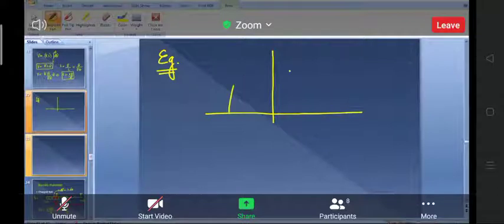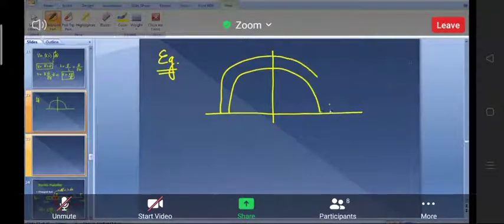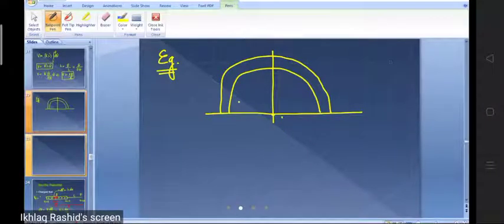For example, here we have, this is the example. Suppose that here we have a semicircular ring like this. This is a semicircular uniformly charged ring. Then you are supposed to calculate the electrostatic potential at point P. You will have to calculate the potential at point P. This is a uniformly charged ring.